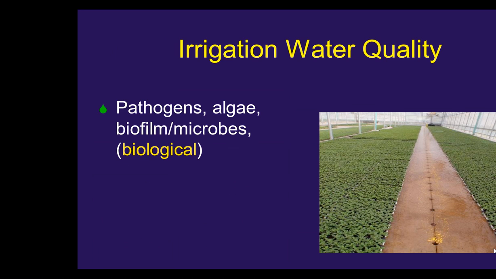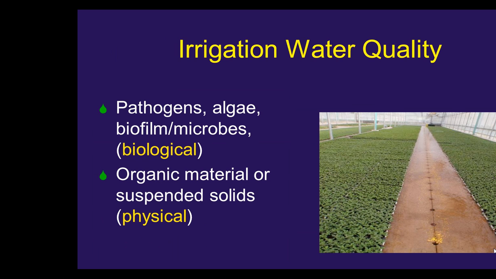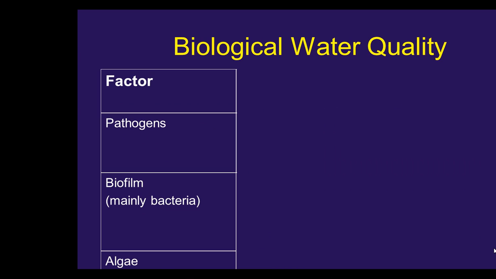So this is all very good that we have some savings, but we have to see what are the issues with recirculating water. The irrigation water quality parameters that we're interested in are, first of all, the biological, and we'll talk a little bit more in detail about those. We have the physical parameters and the chemical parameters. Today, I will focus mostly on biological and physical water parameters.